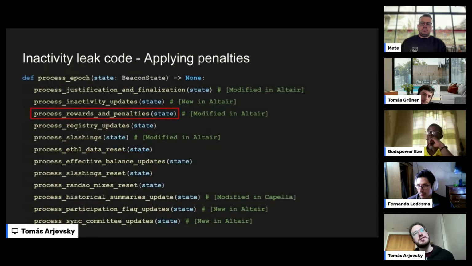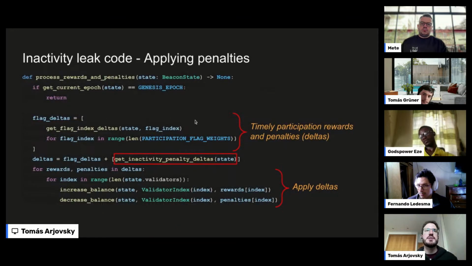And there's a separate part just after processing the updates, which is processing rewards and penalties in general, right? The rewards and penalties include other things, which are called flag deltas. Here are rewards for timely inclusion of your attestations and blocks. And then we add the inactivity penalty deltas to the delta list. And then eventually we apply the deltas: a positive delta is a reward, a negative delta is a penalty. And basically we apply all of those here.